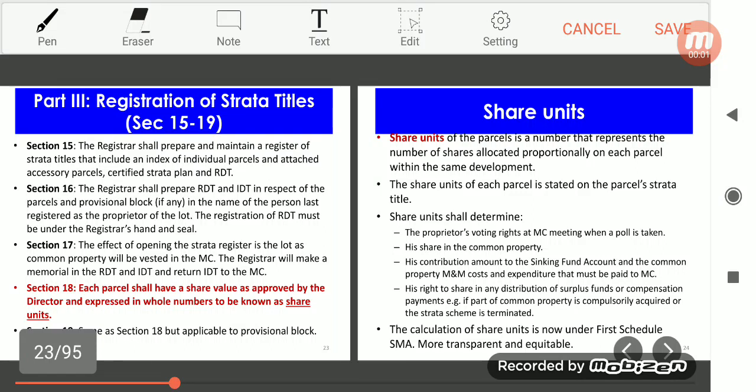So this is segment 3. Previously in segment 2, we learned about the application for building subdivision, which is essentially a step in strata title issuance. So we consider that the application has been approved. Now this particular slide 23 will tell you about the treatment of the strata titles once the titles have been approved, which is registration.